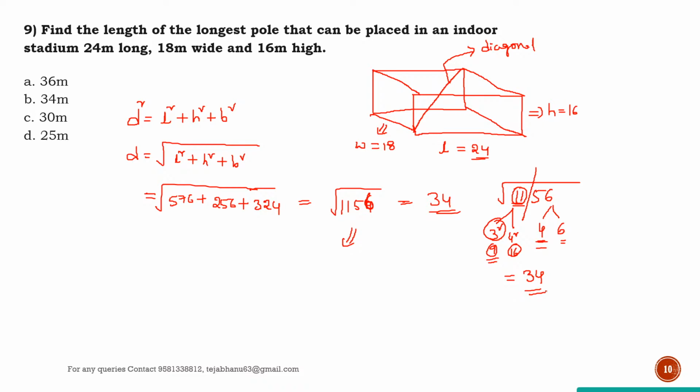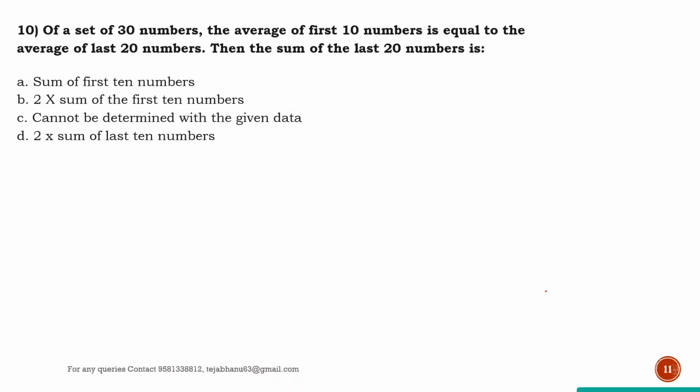I hope it's clear. Next one. See, of a set of 30 numbers, the average of the first 10 numbers is equal to the average of the last 20 numbers. Then the sum of the last 20 numbers is. That is what he asked.